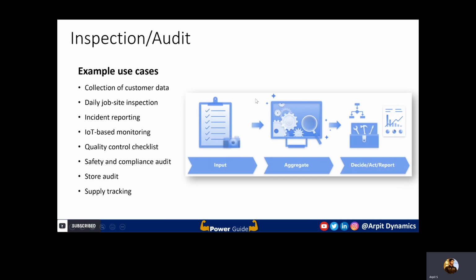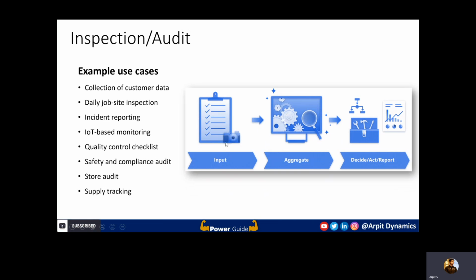Inspection and audit is also one of the basic needs, where you can design a Power App for auditing and inspection purposes, especially for the salesperson or the travel agent who is often visiting client locations, going for inspection or client feedback, or meeting customers. You can check these kinds of requirements like store audit, supply tracking, and so on. You can use the Power Apps for them.